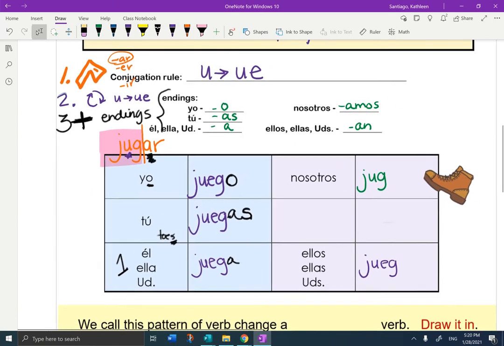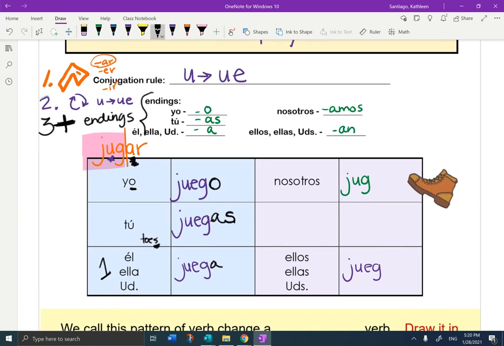Then I'm going to jump over to the nosotros form. Here it is. It takes AMOS, which reminds me of OS. I can remember AMOS. Jugamos. I try to remember 2 or more people ride in the van. Then I can remember this one always ends in an N. So this is juegan.